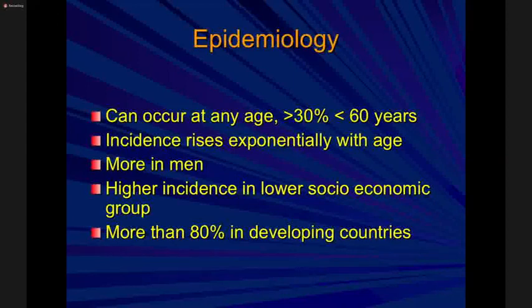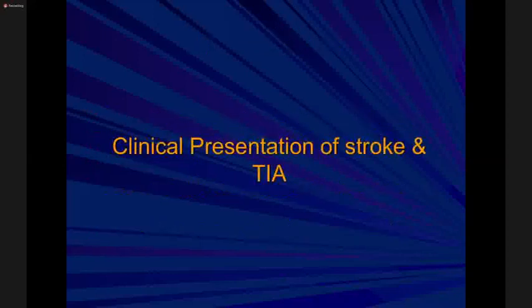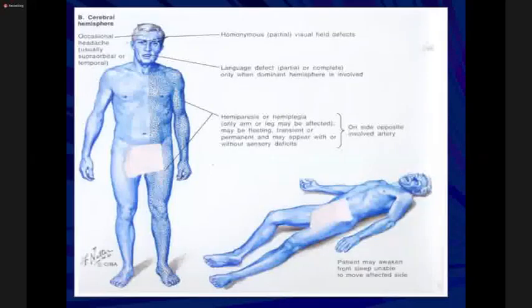So it's an important area that all have to pay attention to, because when people become disabled at a very young age, it may affect even the economy of a country. So the clinical presentation of stroke and TIA. Now, based on where your pathology is, the symptoms are going to be determined. But there are a few syndromes that we encounter more often in our day-to-day clinical practice.